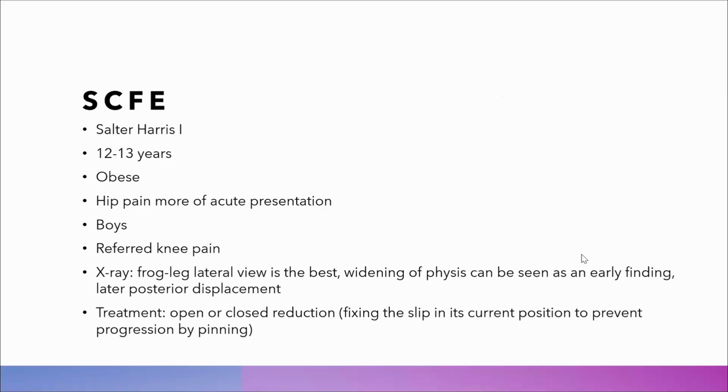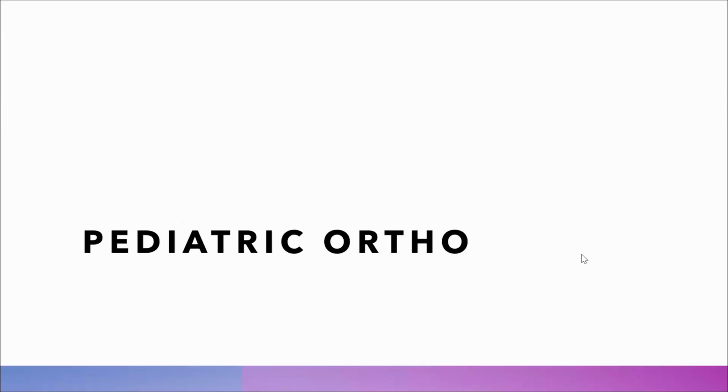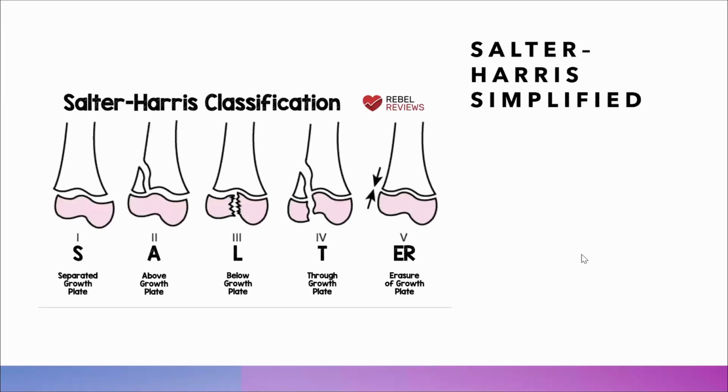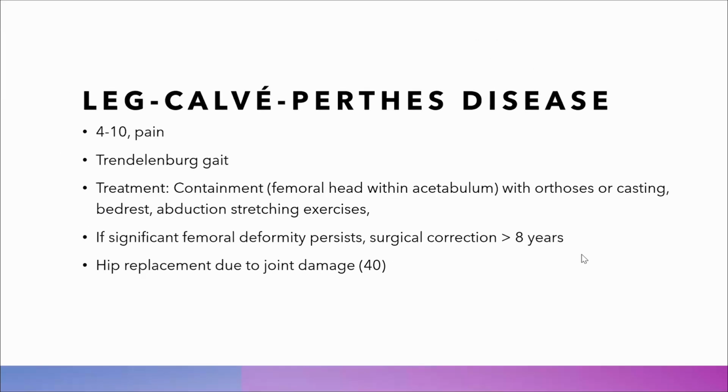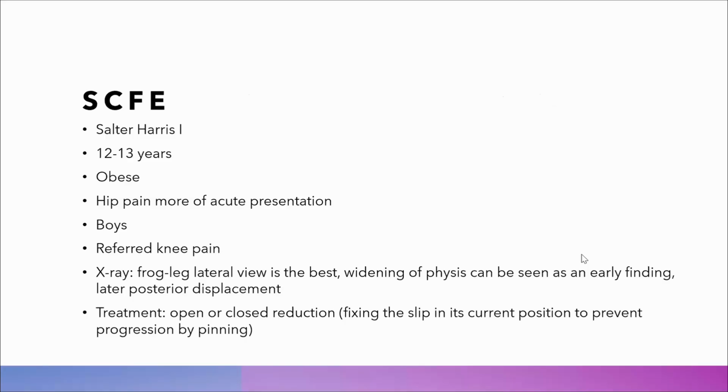SCFE is more common, you're going to see it in life. SCFE is considered Salter-Harris 1, which is based on the classification, a separated growth plate. Again, adolescent, obese, hip pain, more acute presentation, mostly in boys, referred to the knee. So any adolescent coming with knee pain, we have to think that it might be coming from the hip. Again, X-ray, frog lateral position is key, you see the widened physis, right?